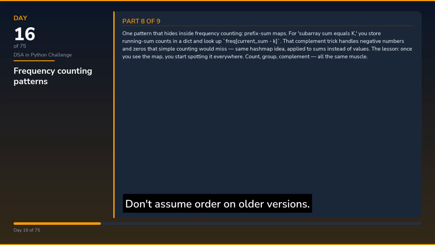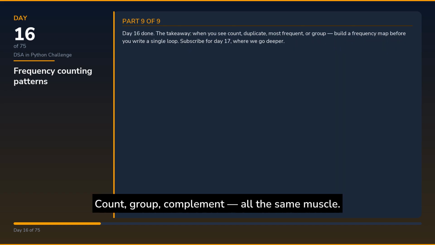One pattern that hides inside frequency counting, prefix sum maps. For subarray sum equals k, you store running sum counts in a dict and look up the frequency of current_sum minus k. That complement trick handles negative numbers and zeros that simple counting would miss. Same hash map idea, applied to sums instead of values. The lesson, once you see the map, you start spotting it everywhere. Count, group, complement, all the same muscle.